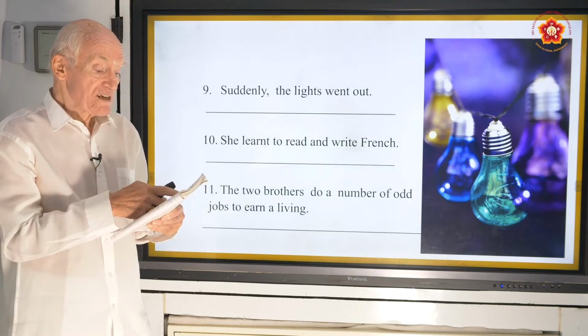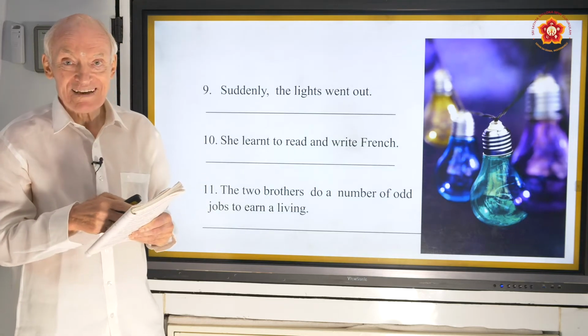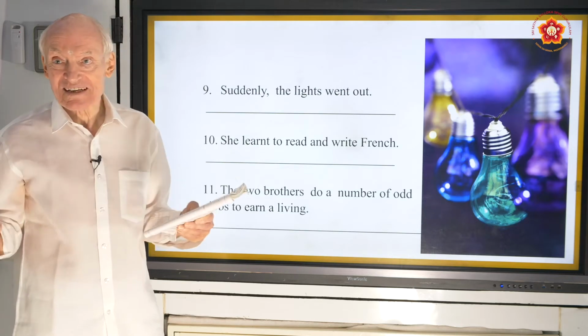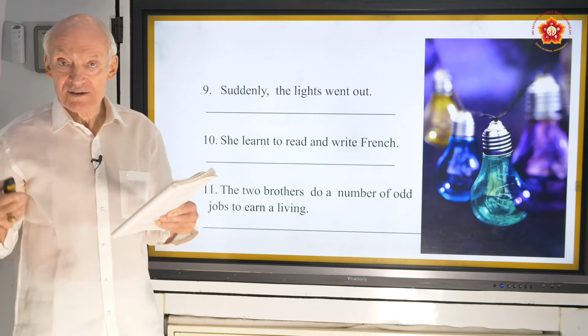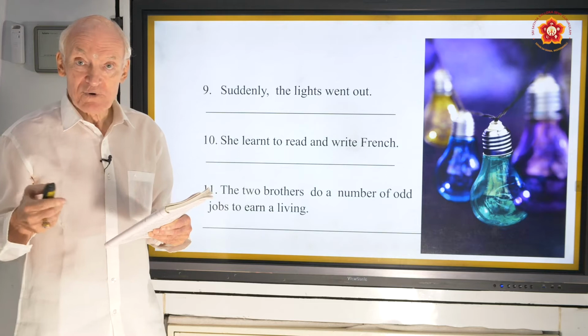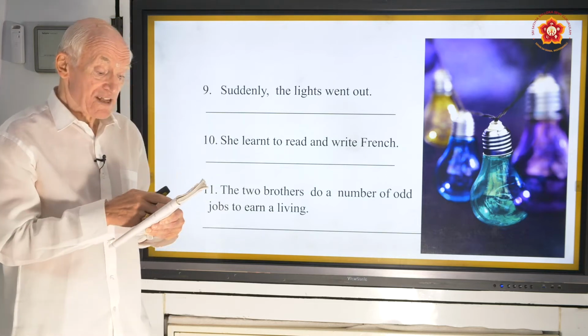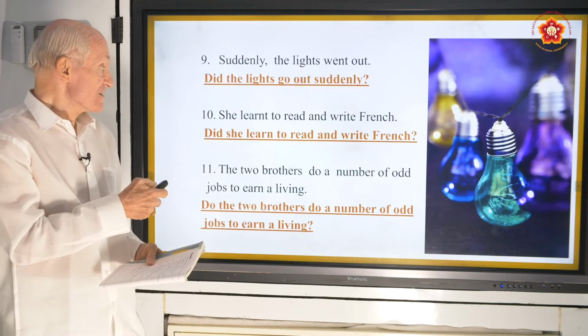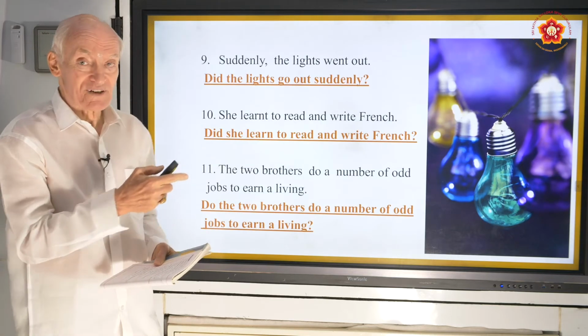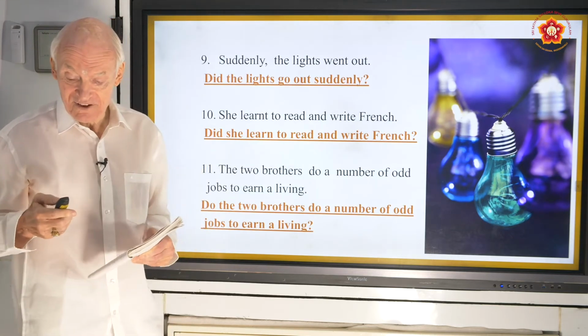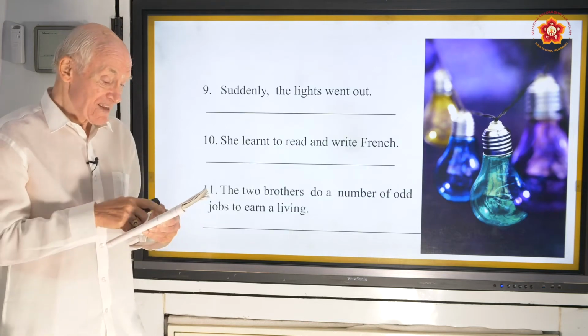Next question. She learnt to read and write French. It's always nice to know a new language. You can communicate with more people. So we were asking a question, did she learn to read and write French? So that's our question. Did she learn to read and write French? So we need to have that information. Let's go back.